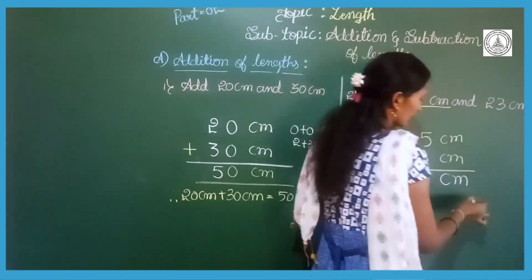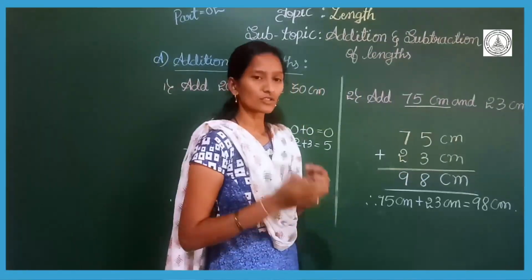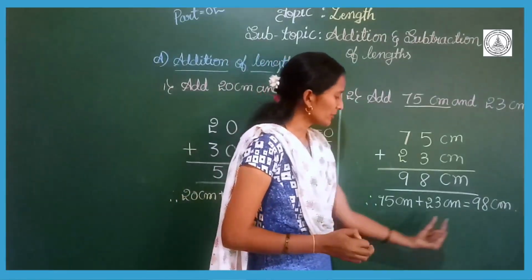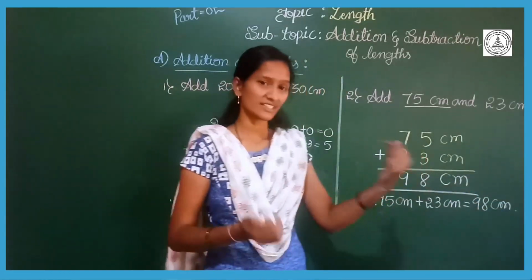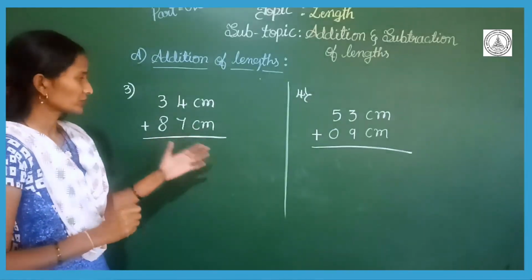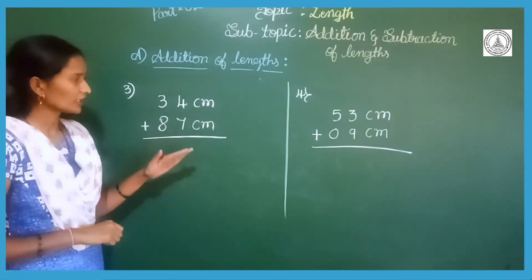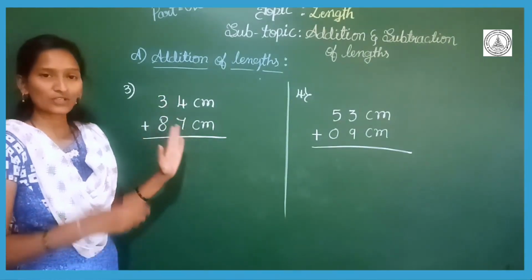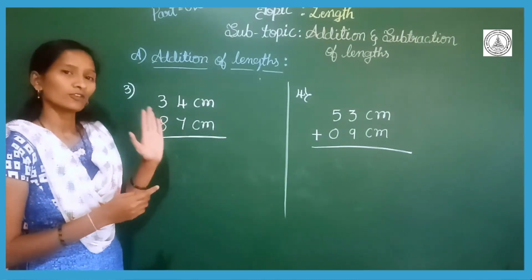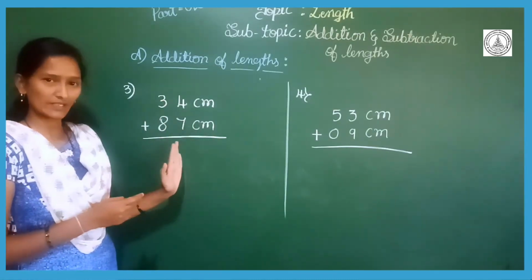Write down here centimeter. Right? So students, 75 centimeter plus 23 centimeter is equal to 98 centimeter. Students, now come to the third problem. Here I have already arranged it in order, right? First you have to start adding the numbers from the ones place, then the tens place.